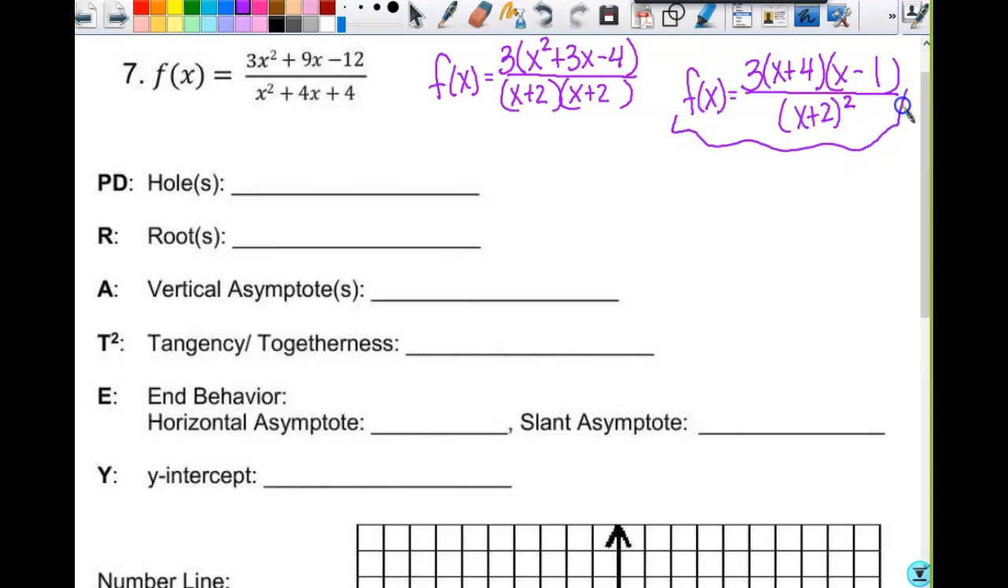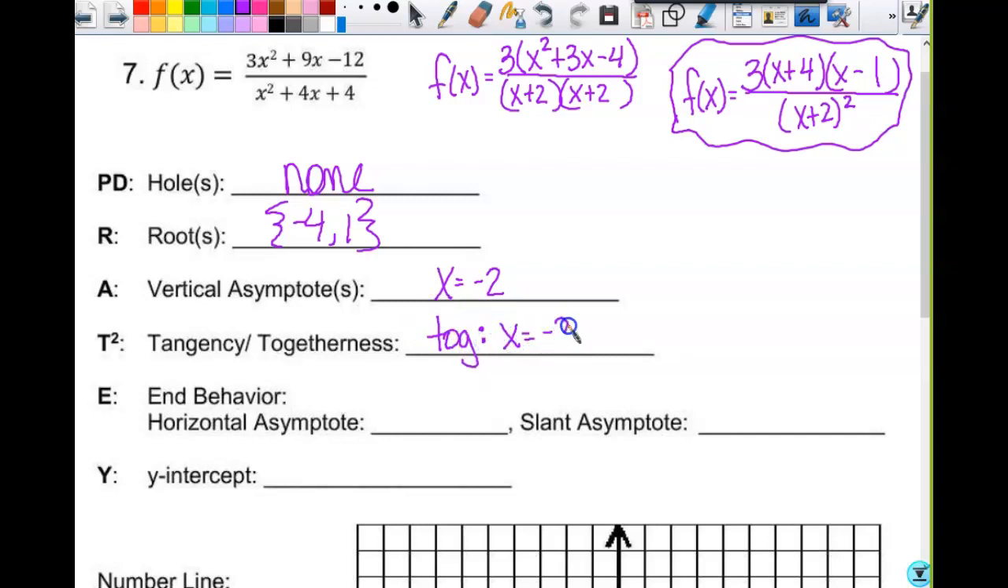So this is the function that I'm going to focus on, or the version of the function. I have nothing to cancel out, so there's no point discontinuity. Roots come from the numerator, so it's going to be negative 4 and 1. Vertical asymptotes come from the denominator. Let's see if I can write it correctly this time. That would be x equals negative 2. Tangency and togetherness. Well, I have an exponent and it's in the denominator. So is that tangency or togetherness? Togetherness, good. So that togetherness happens at x equals negative 2.